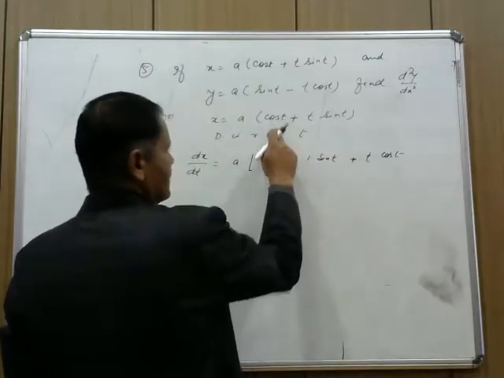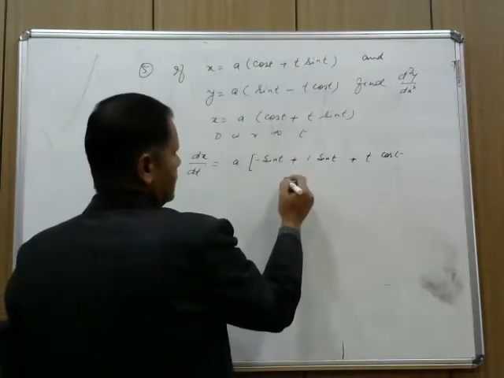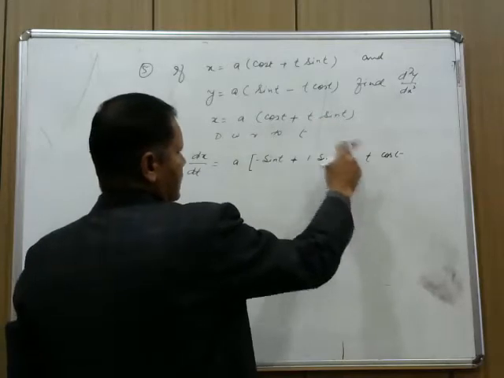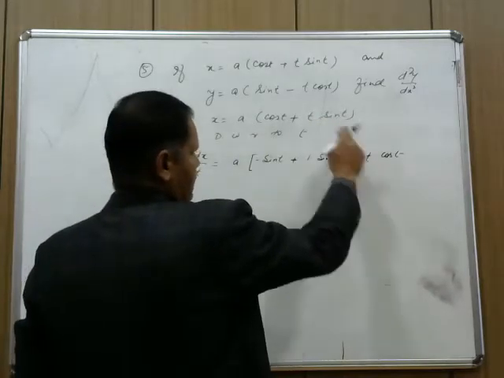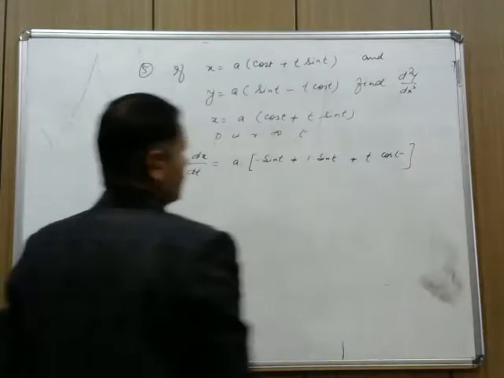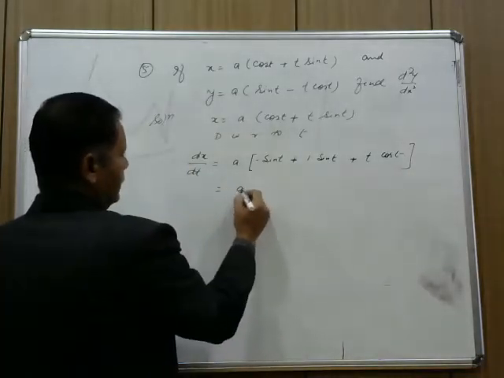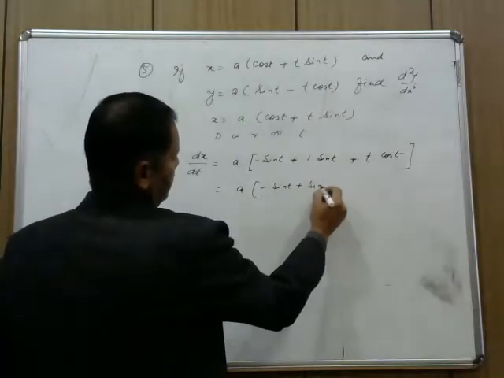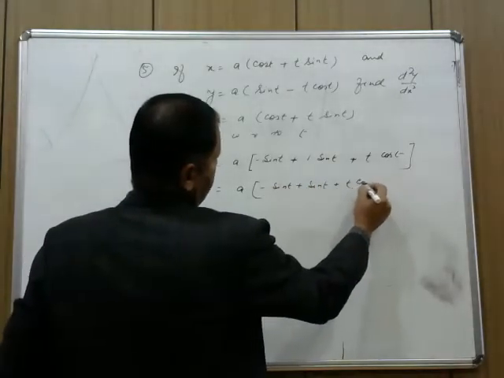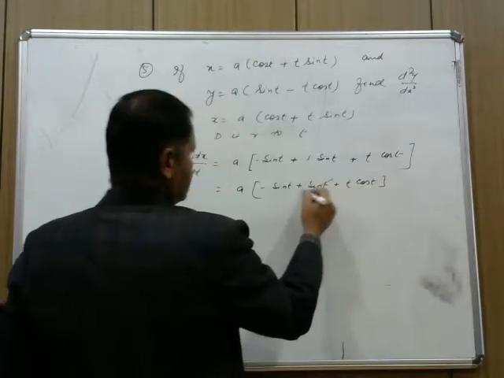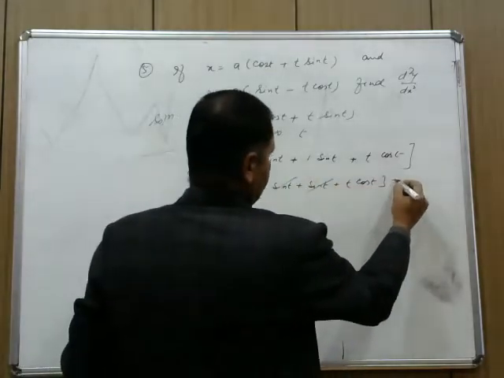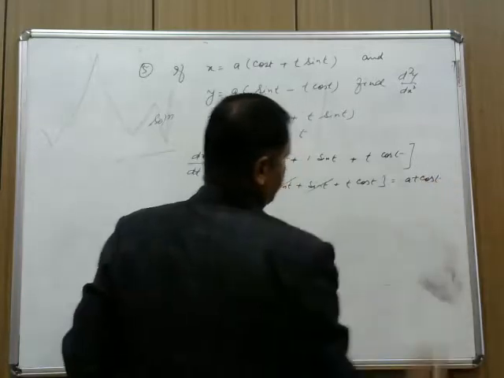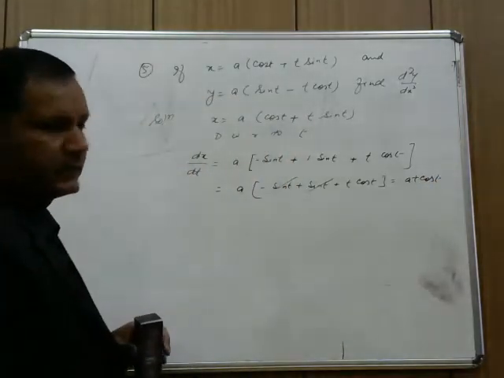So now the differentiation of cos t is minus sin t, plus the differentiation of t is 1 times sin t, plus t as it is times differentiation of sin t, which is cos t. So now we get a(minus sin t plus sin t plus t cos t). The sin t will be removed, and that is equal to a t cos t. This is the value of dx by dt.